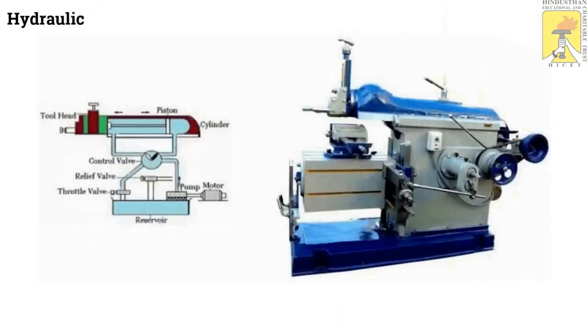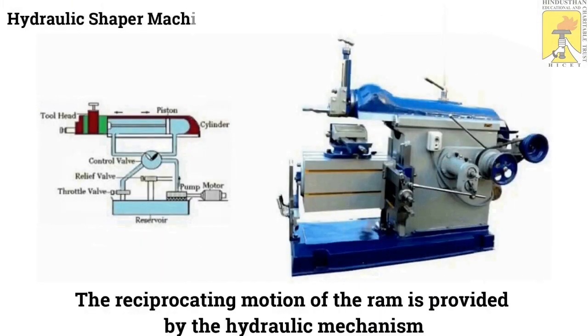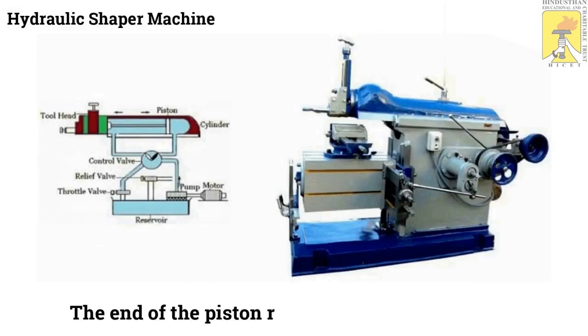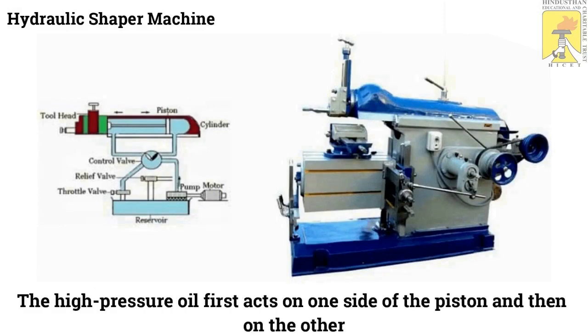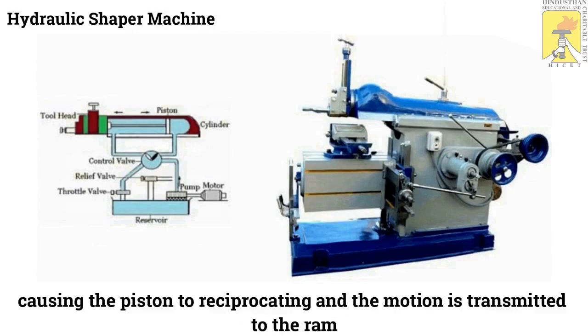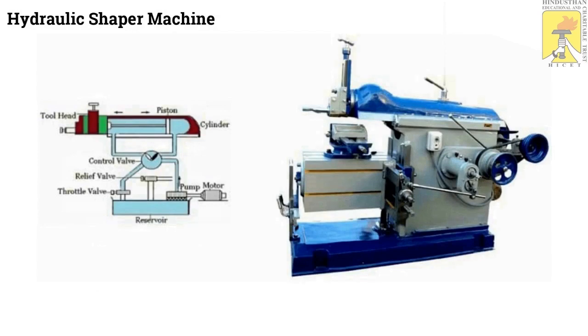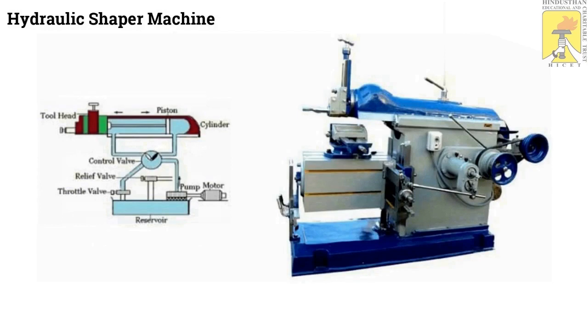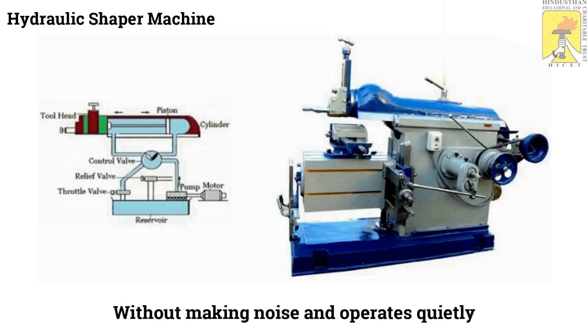Hydraulic shaper machine. Using hydraulic power, we get the forward and reverse stroke. The hydraulic shaper uses oil under high pressure. The end of the piston rod is connected to the ram. The high pressure oil first acts on one side to move the piston, and then on the other side for the return stroke. The piston reciprocates and the motion is transmitted to the ram. The cutting speed and the force of the ram drive are constant. It operates very quickly and quietly, without making noise.